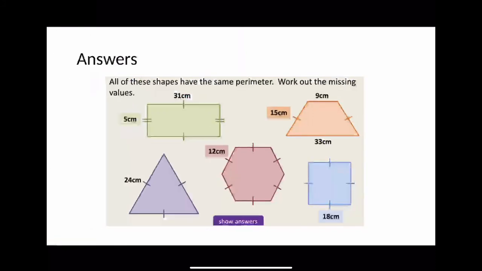Here are your answers. The clue here that we had to work out with was the equilateral triangle. That was the easiest one to work with there because it's 24 centimetres. It's a 3-sided shape. So 24 divided by 3 gives me 8. Having that piece of knowledge meant that we could then work out the other shapes.